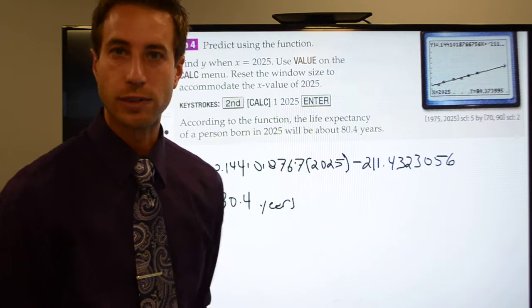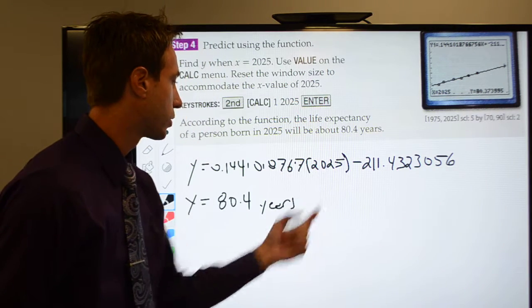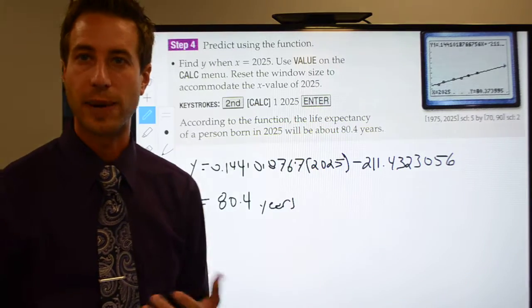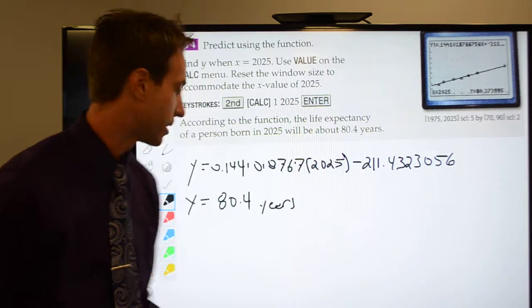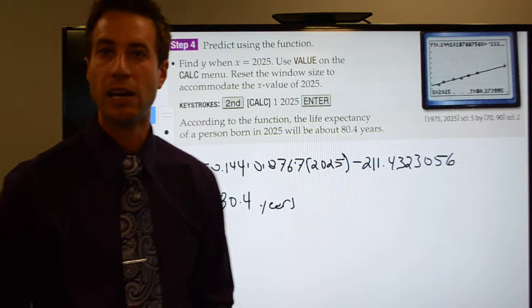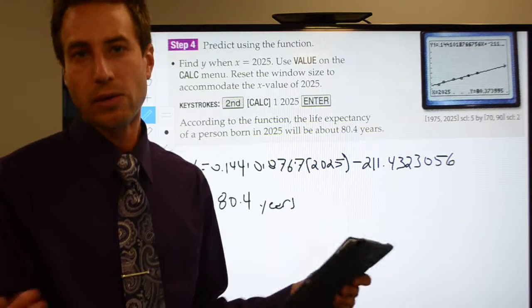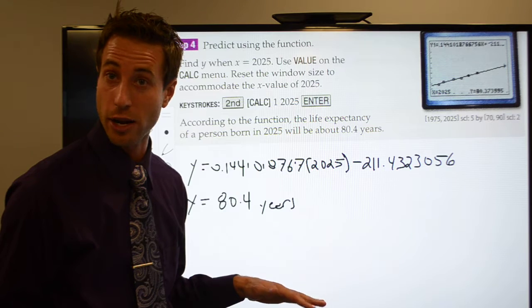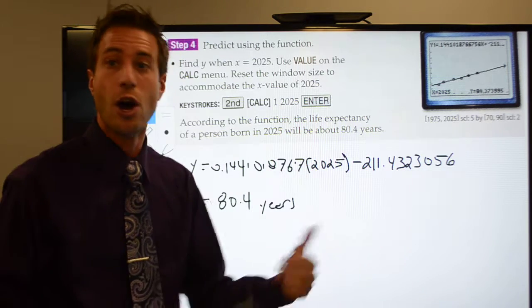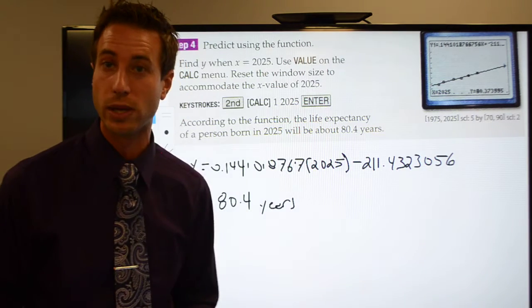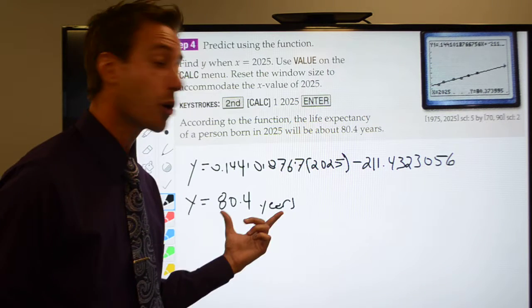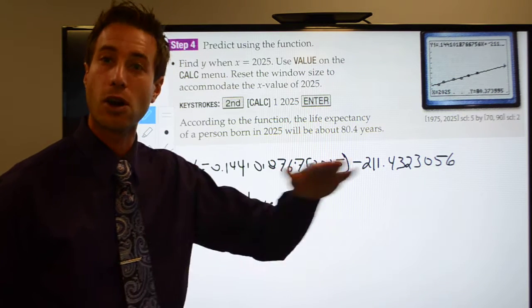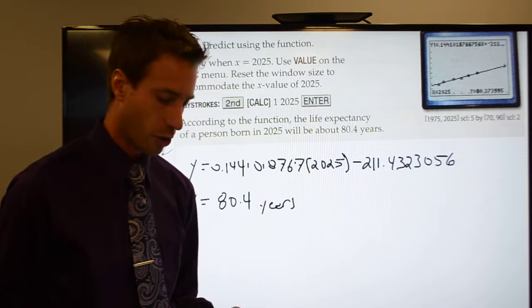So look what you guys have to look forward to. In the year 2025, the average life expectancy for people living in the United States is going to be about 80.4 years. Is that exact? Well, no, it's an average, and it's also a prediction. It could be a little lower than that on average. It could be a little higher than that. We won't know until we get to the year 2025, but it's a really good prediction based on the trend we've been seeing so far.